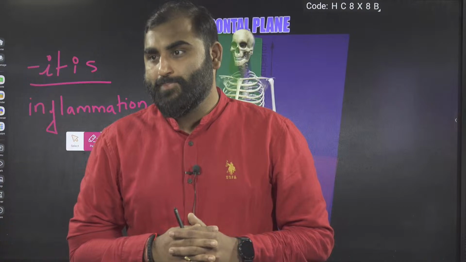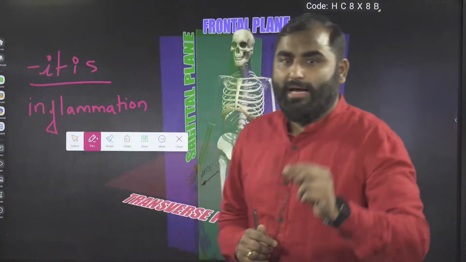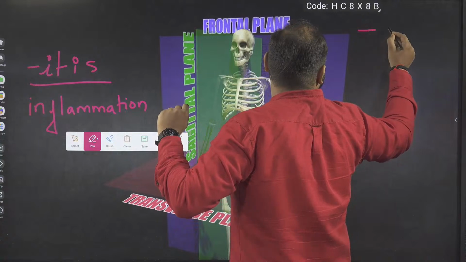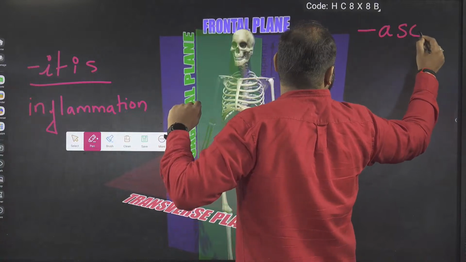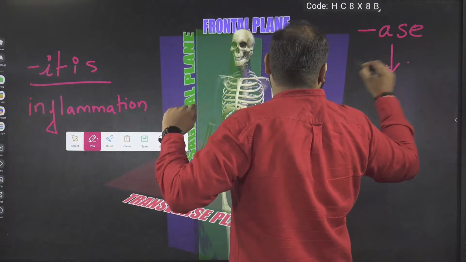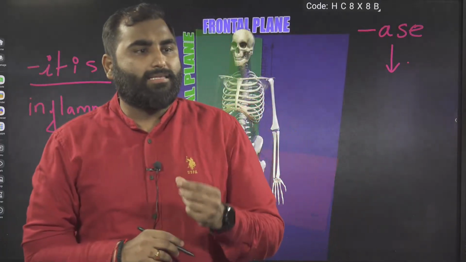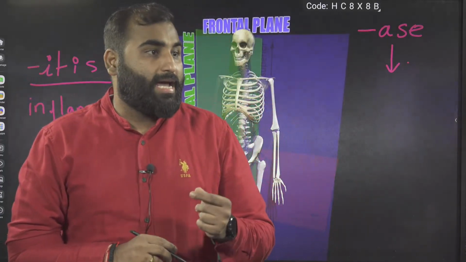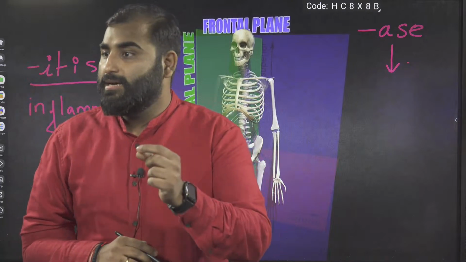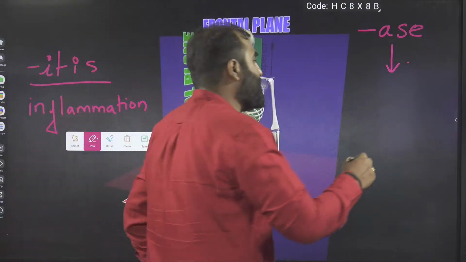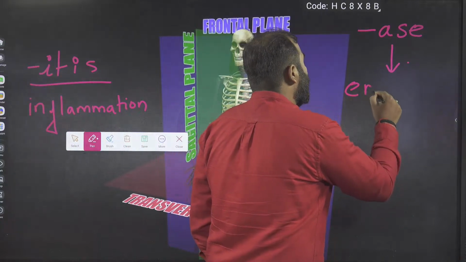Exactly. Now, what do you mean by the suffix "ase"? Come on, guys. Answer. "Ase" means enzyme. "Ase" is a suffix for enzyme, rightly said.